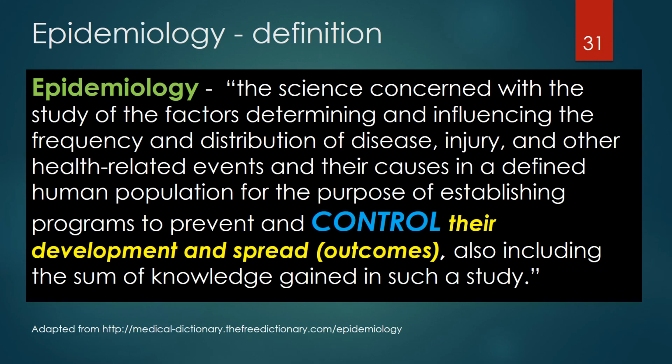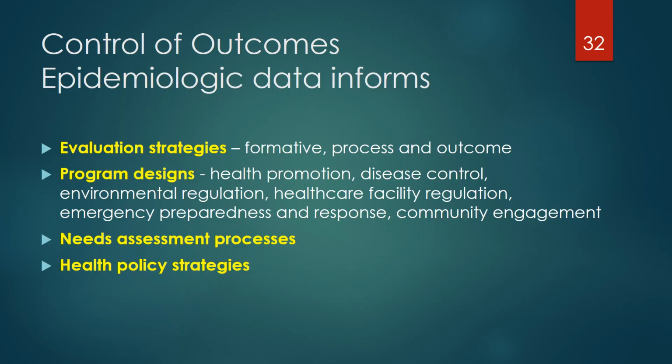The first word in the highlighted phrase is control. Control the determinants and factors, development and spread, the outcomes. Epidemiologic outcome data informs all aspects of public health and healthcare programs and strategies, including evaluation strategies, formative process outcome, program designs, health promotion, disease control, environmental regulation, healthcare facility regulation, emergency preparedness and response, community engagement, needs assessment processes, national, state, and local or community, and health policy.